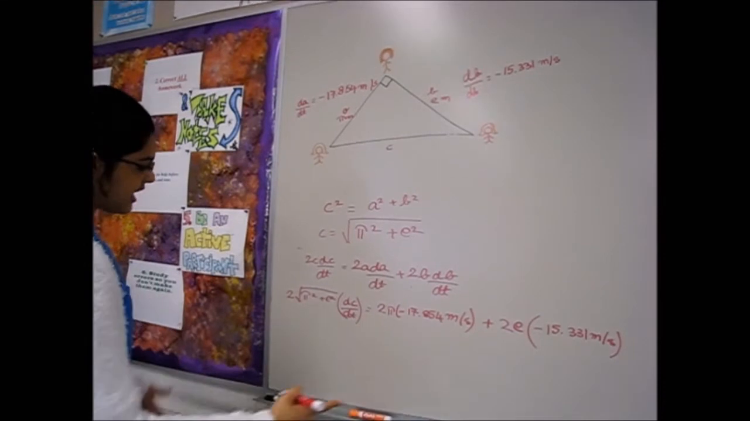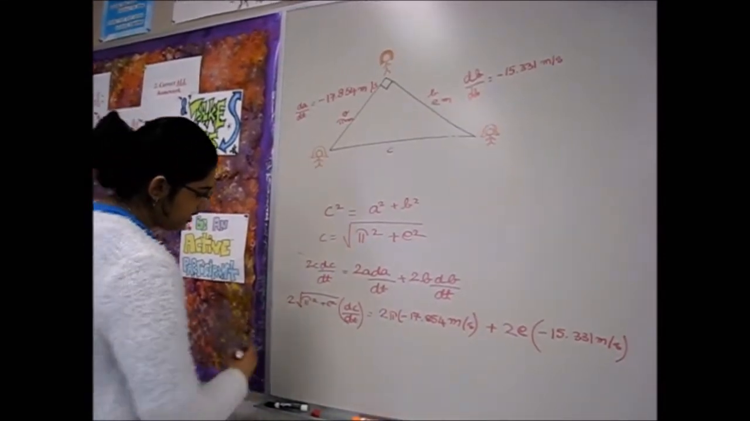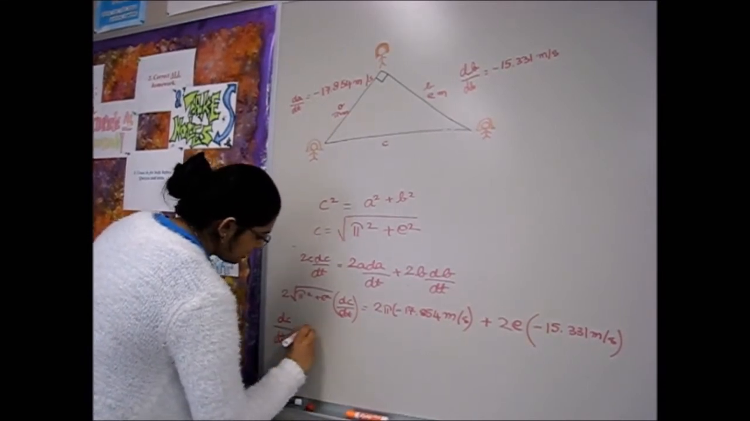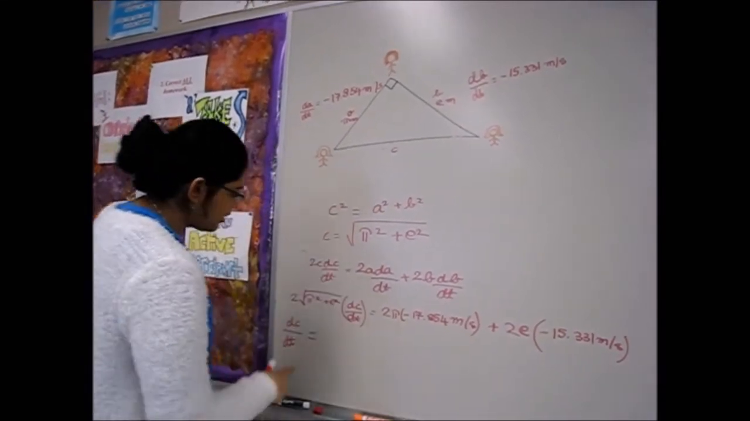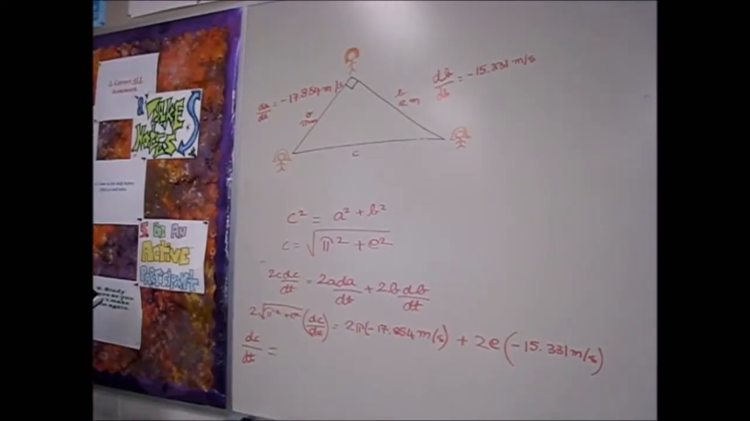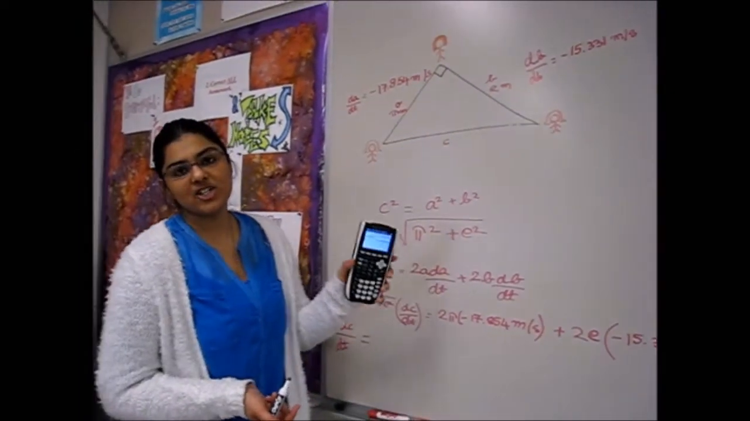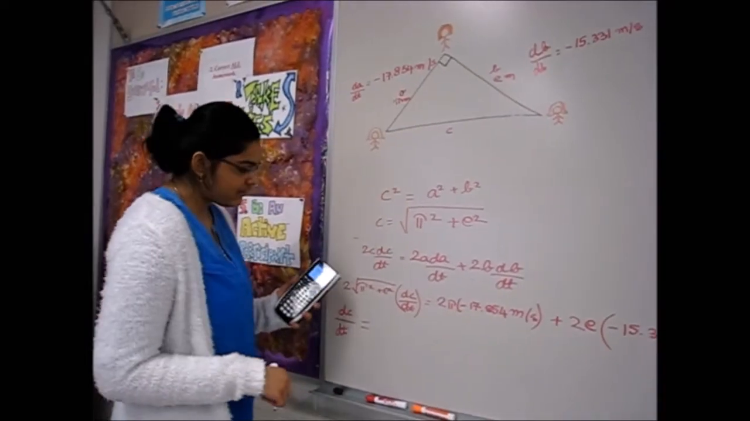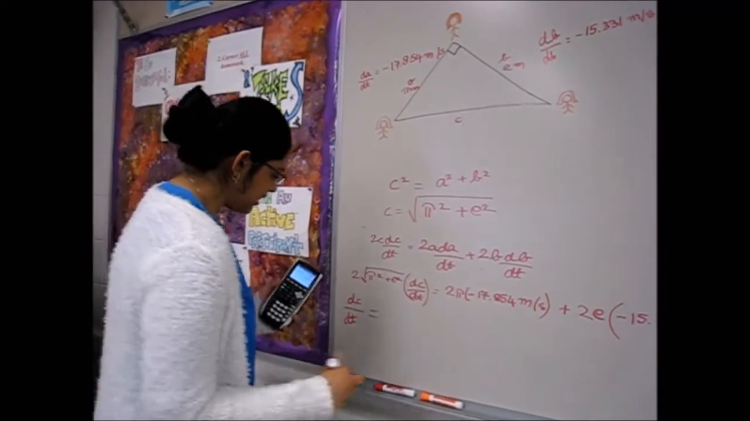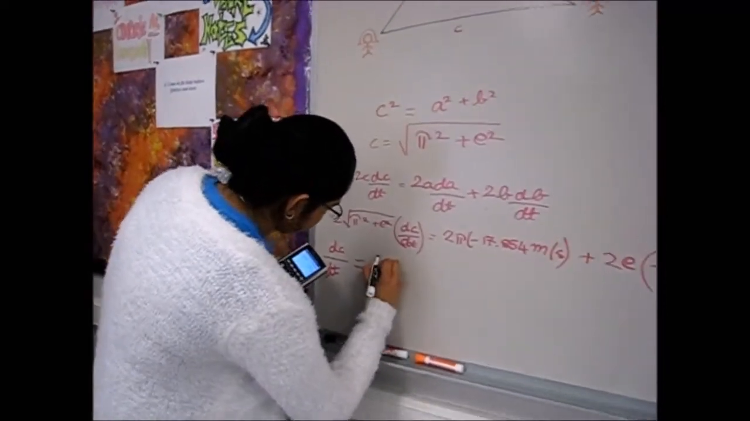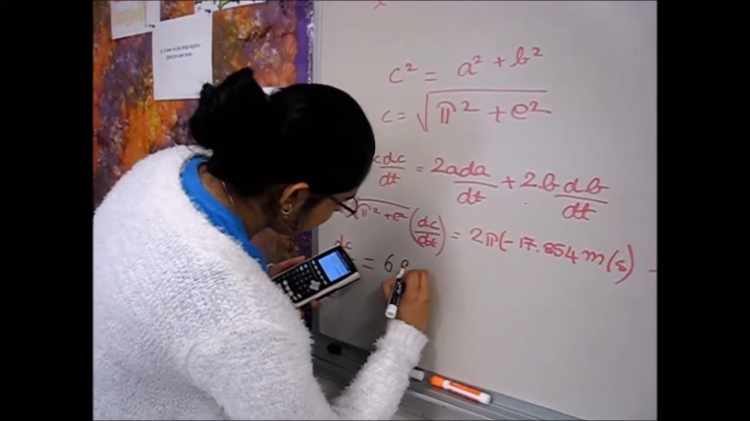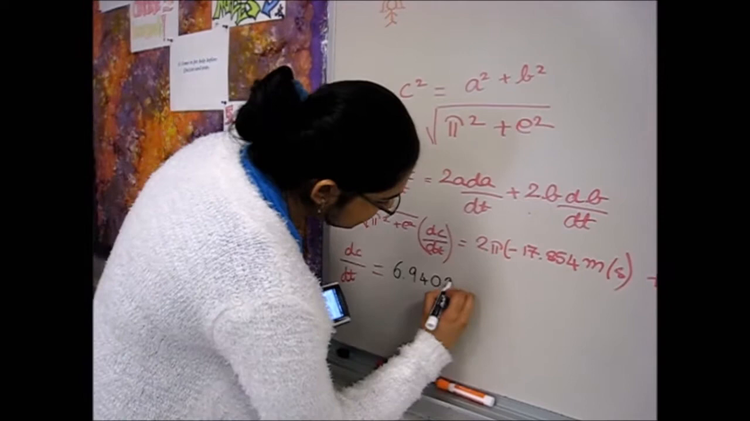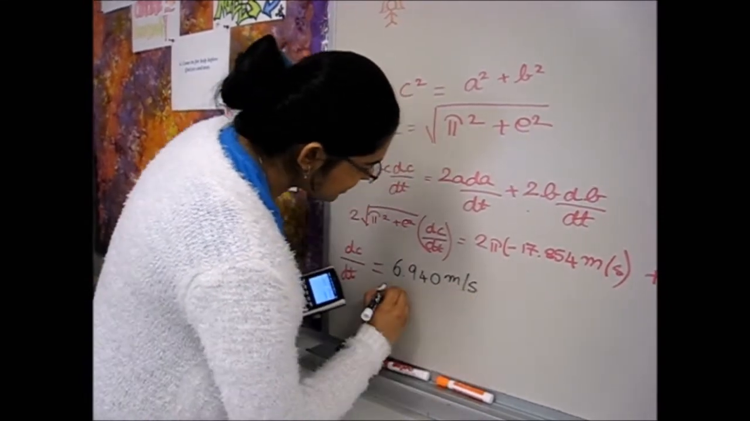So we can divide both sides by 2 times this value. So dc over dt equals this over this, which is, using my TI-84 Plus C Silver Edition by Texas Instruments, available in all retail stores, you get the value of dc over dt equals 6.940 to 3 decimal places meters per second, and there you go.